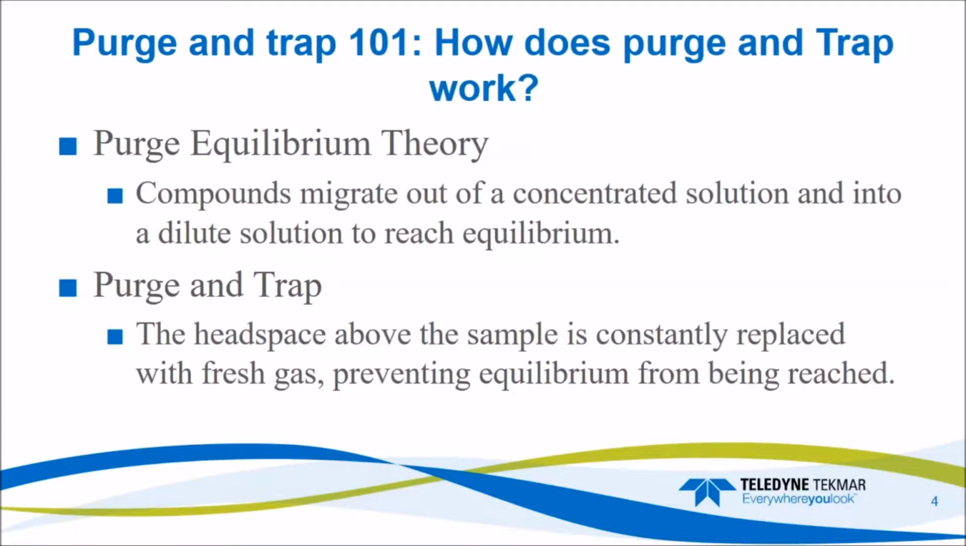Now let's get into how this works. Purge and trap works on a purge equilibrium theory or disequilibrium theory. Volatile compounds of interest in a liquid sample migrate from the liquid or solid phase to the gaseous phase, and then the gas is swept away onto the trap, where it is then concentrated and released to the GC.